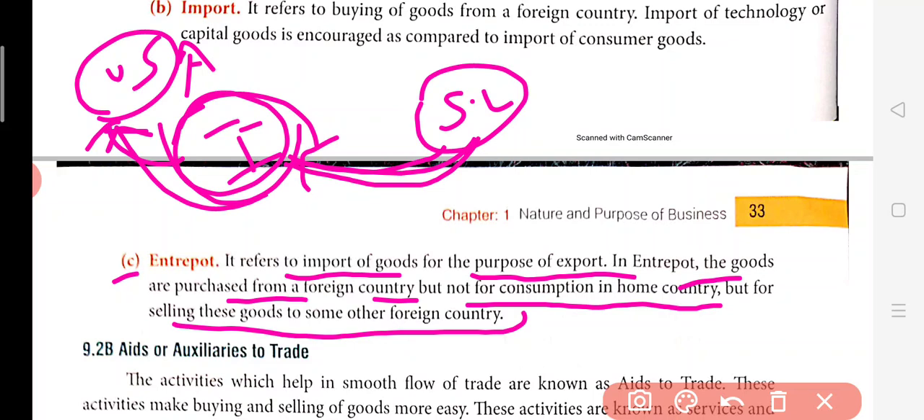So this is called entrepot. Here the re-export will be done by India. That's why they say that in entrepot the goods are purchased from a foreign country, like here we are purchasing from Sri Lanka, but we are not going to consume them. We are going to export them to USA. That is called entrepot.